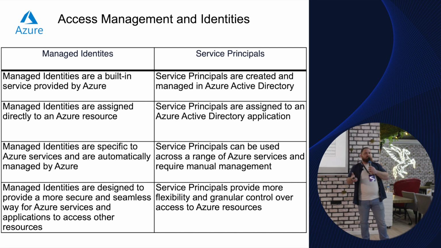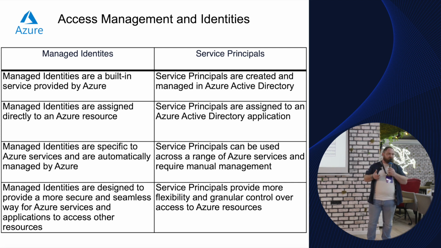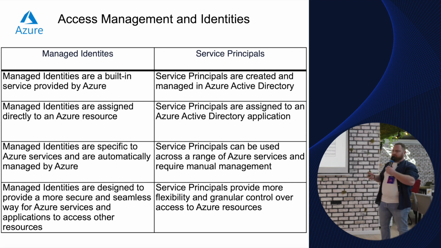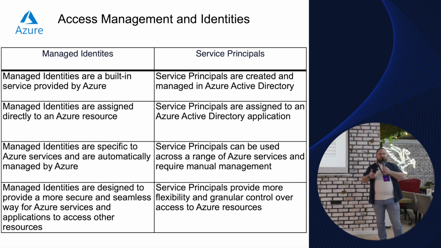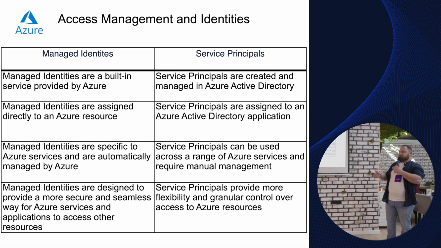What does it mean? That you don't need to provide some credential. It automatically will get that credential and will connect to the service. But for service principals, you need to provision and configure it manually, then give the credentials and connect using those credentials. And the fourth difference that you can see, managed identities are designed for more secure ways, because you don't need to provide any credentials, and just using this service it can connect between them.